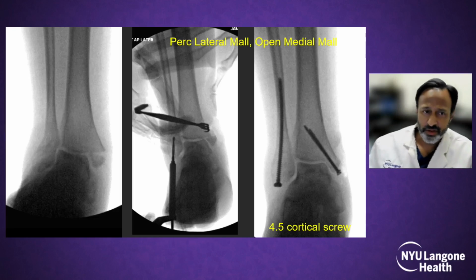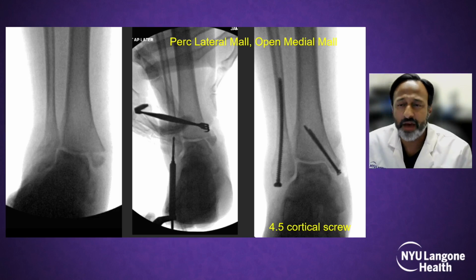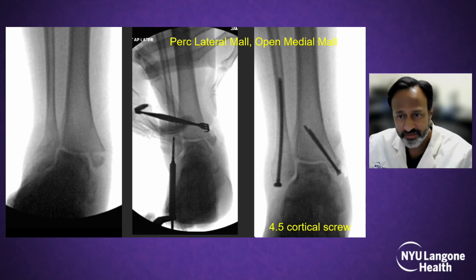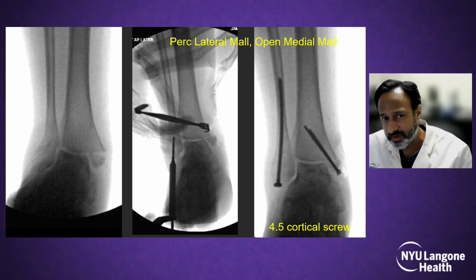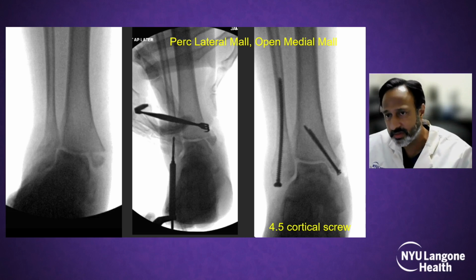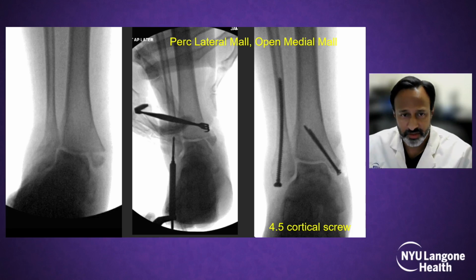As you can see here, we did a stress examination before we did anything, just to see how stable the ankle fracture was. It is an unstable ankle fracture. The medial malleolus is opening up significantly. So we decided to percutaneously fix the fibula. This is fixed with a 4.5 millimeter cortical screw. The incision is placed 1 centimeter distal to the fibula. The medial malleolus was fixed through an open reduction because of the amount of displacement that was there.